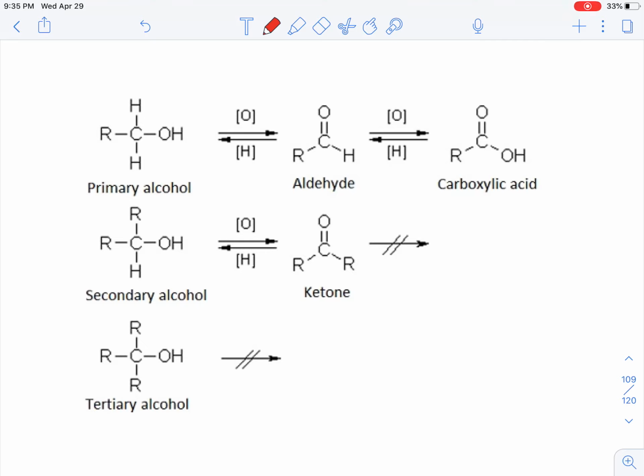In this lecture video, we will revisit this concept of oxidation and reduction now that we've discussed alcohols, aldehydes, and ketones. And so I personally feel that this slide is a good summary slide of all the different transformations that occur among aldehydes, alcohols, ketones, and carboxylic acids.